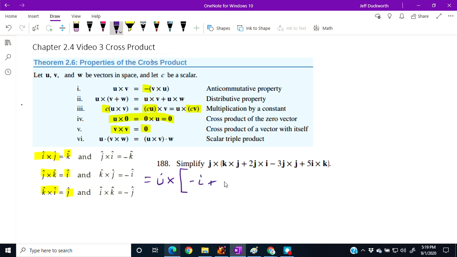The 2 can come out, and j cross i, we note, is negative k. And this next bit, j cross j, we note, is 0, so this is just going to be plus 0. And the 5 can come out, but i cross k is negative j. So we have negative 5j here.